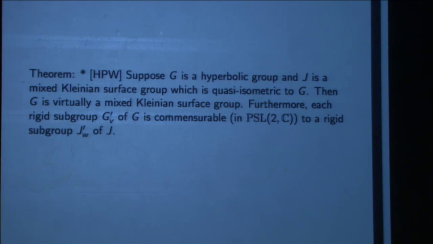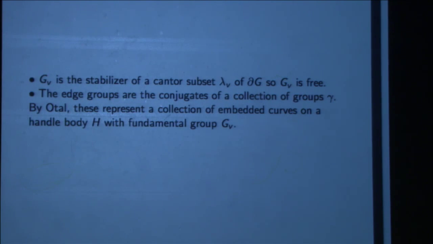Okay, so let me just say a little tiny bit about the proof. Okay, so GV, I might not have introduced my notation there. GV is going to be the stabilizer of a Cantor subset, because my limit sets are homeomorphic, so the pieces of the limit sets are going to be homeomorphic.